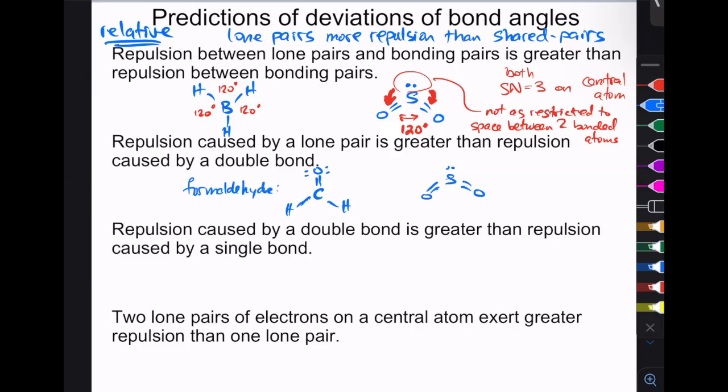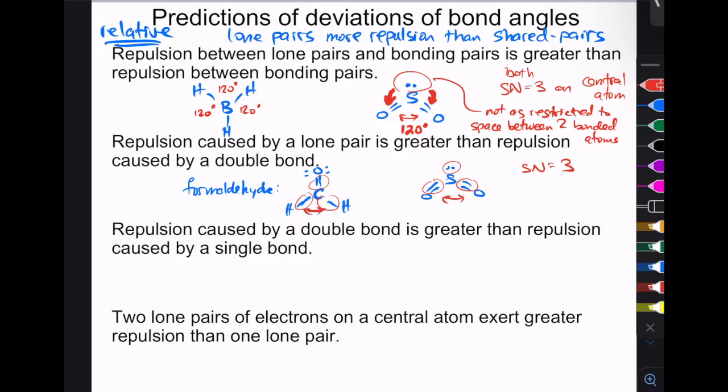What's the steric number on that carbon in formaldehyde? It's still 3. 1, 2, 3. And this is 3. 1, 2, 3. So again, the steric number is still 3 for both of these. Now, if we compare these two bond angles, let's just show it like this.